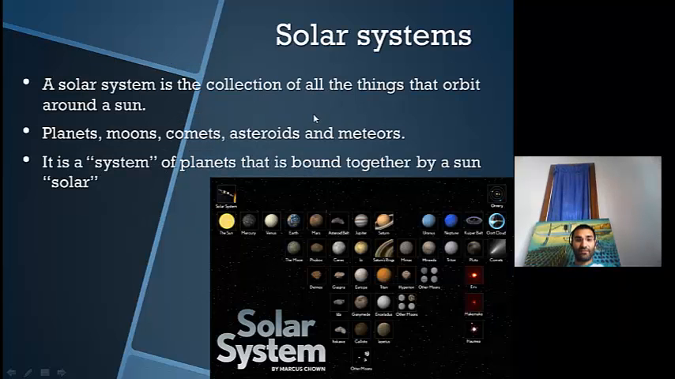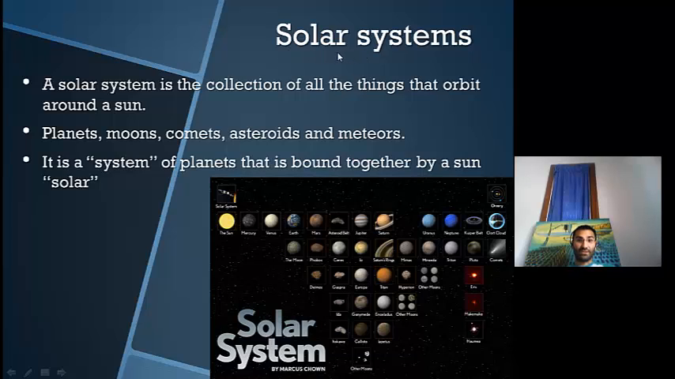Now, the next feature of the universe is called a solar system. A solar system you can sort of think of like an ecosystem. You know on Earth that an ecosystem is an environment which contains lots of different plants and animals, all different varieties of plants and animals. It's a system which works together, and it's all based around one environment.